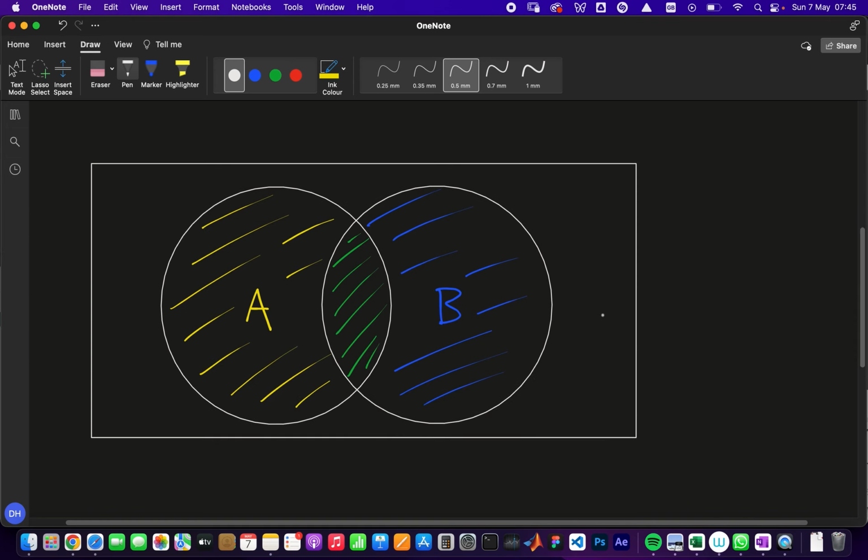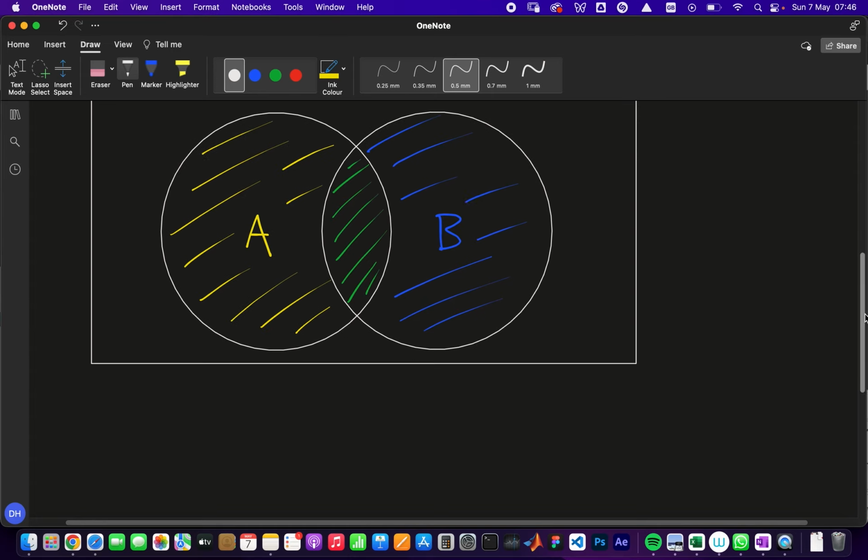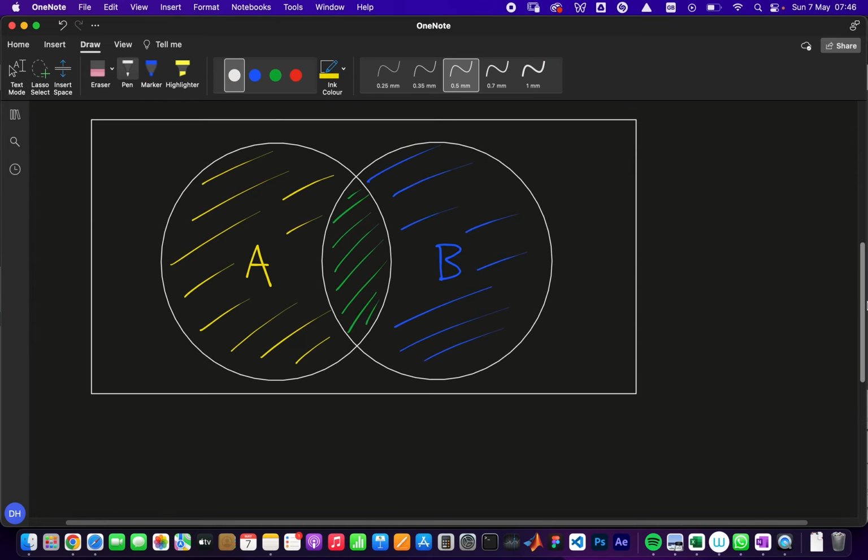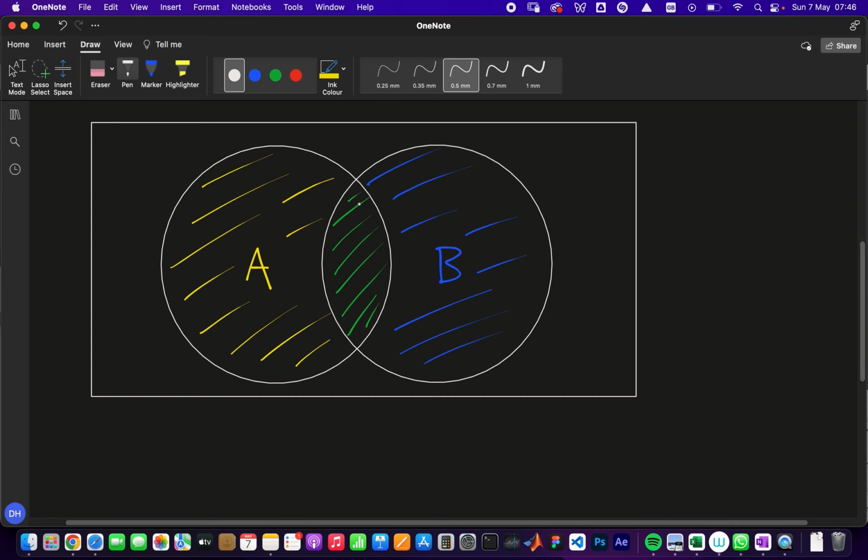space here represents all possible outcomes. This circle represents the possibility of event B, this circle represents the possibility of event A, and this intersection between them in the middle is the probability of A and B both occurring. So hopefully that's straightforward enough. So what we want to get is, how do we get to this middle bit? How do we get to the probability of both A and B occurring?